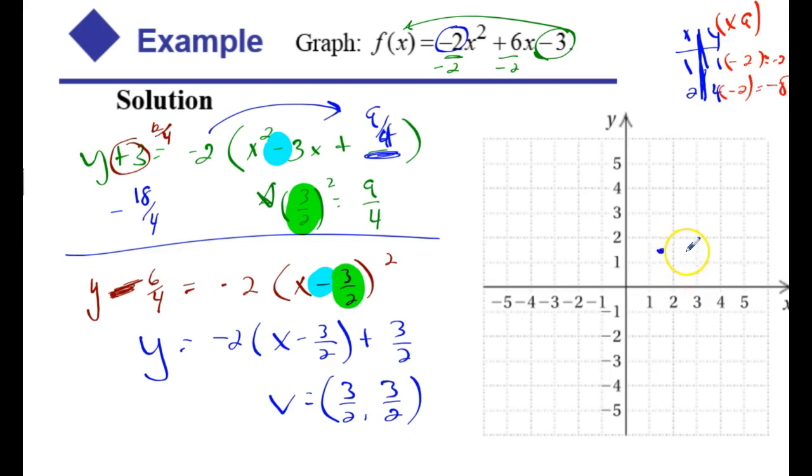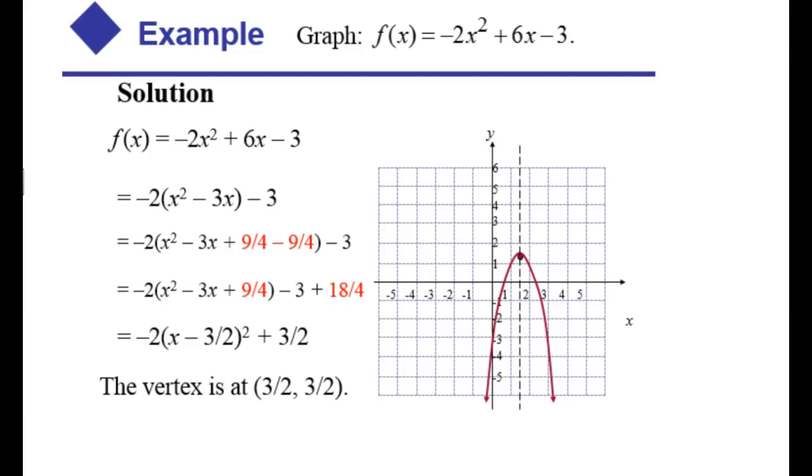So from here, I'm going to go over 1 full unit and then down 2. I'll do symmetry. And if I wanted to find additional points, I could go over 2, down 1, 2, 3, 4, 5, 6, 7, 8 off the graph. Something like that. The axis of symmetry is right here at x equals 3/2. The vertex we got right.